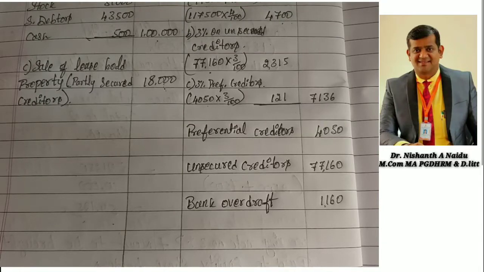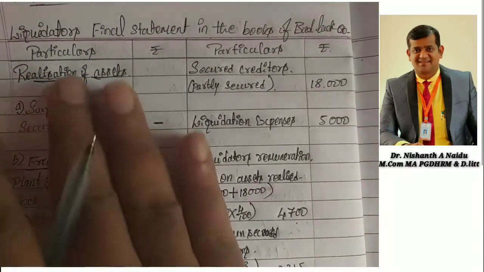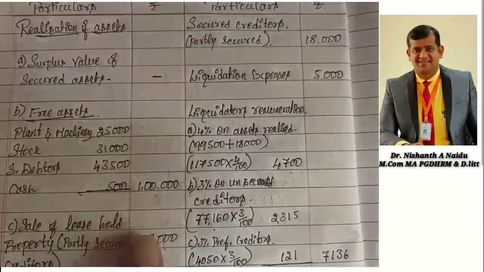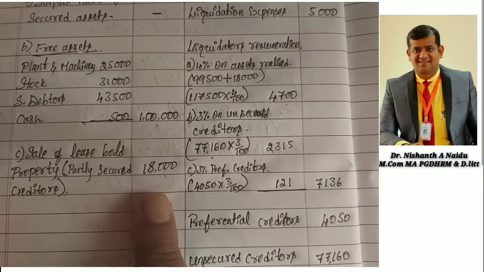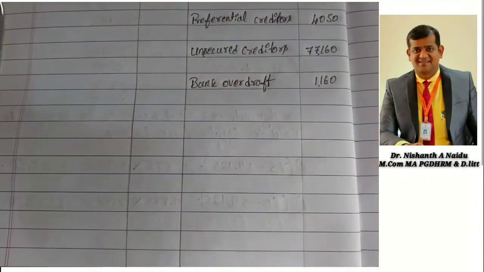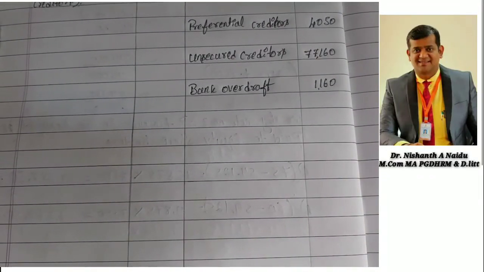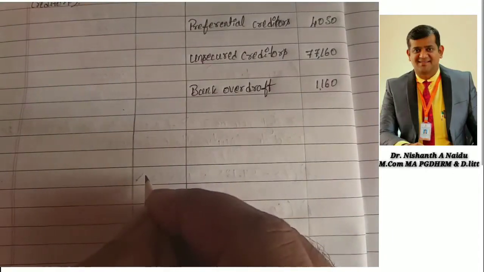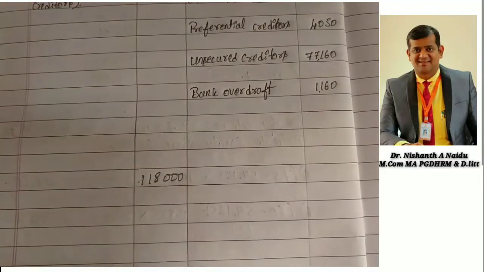So now, before settling them, what are we supposed to do? We should do the total. Correct. So here, on the realization part, debit side, we have 1 lakh rupees assets realized and 18,000 rupees of sale of leasehold property. Put together, how much is the total? 1 lakh 18,000. We are going to write it in pencil. So 1 lakh 18,000 rupees.